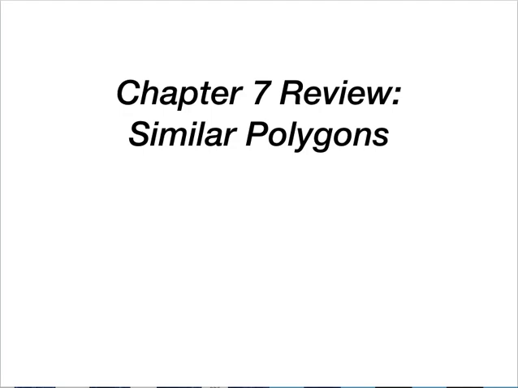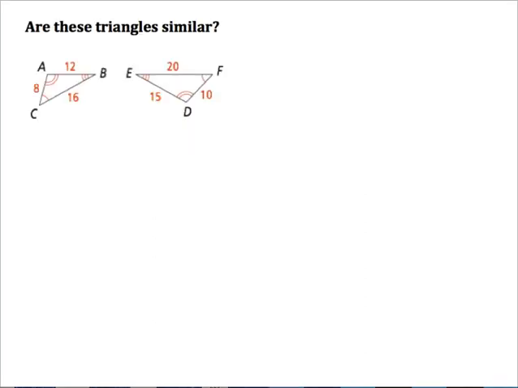Today we're going to review the key ideas from Chapter 7, which was all about similar polygons. So one key concept was knowing how to check whether two different shapes are similar to each other. Remember, similar really just means that they're the same shape, just different sizes.